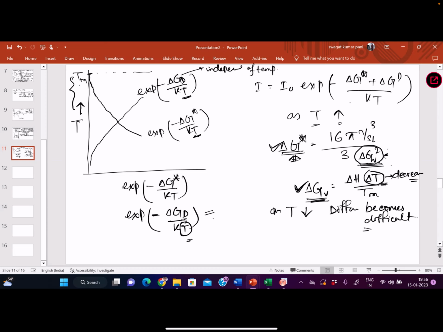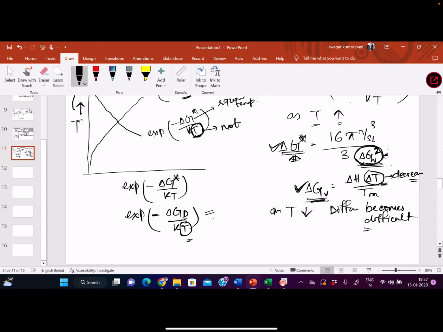Here also a T term is there, but in the delta G star, this is squarely related. So this delta T term is more dominating, since it is in delta GV square. So this controls more than this temperature term. This is not important, because delta G star contains a square term of temperature. So that dominates.